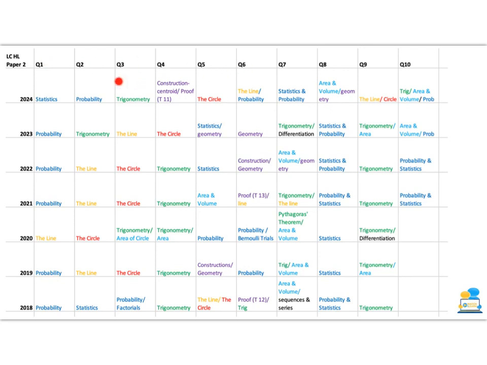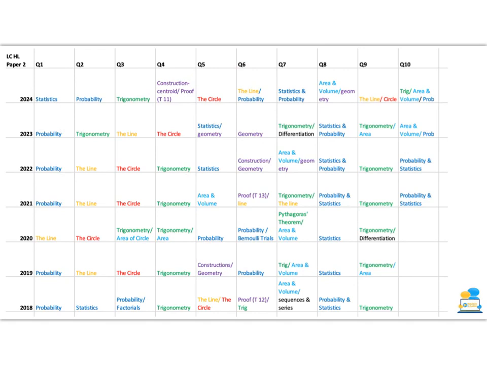if we look at question 1 to 6, first of all, we do have a relatively consistent trend where we seem to have a probability or statistics question coming up every year. We have a trigonometry question that seems to come up nearly every year in section A. We have a line question that comes up nearly every year. We have a circle question that nearly comes up every year. And then geometry is the other one that seems to feature as a section A question most years. So again, that's something to just be aware of in your study.